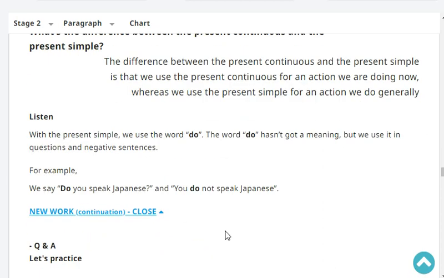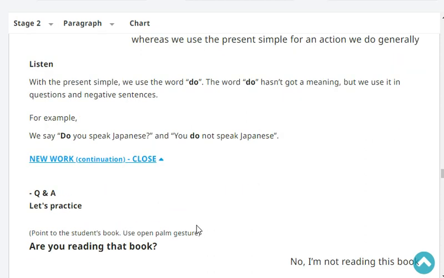Okay, next listen. With the present simple, we use the word do. The word do hasn't got any meaning, but we use it in questions and negative sentences. For example, we say, do you speak Japanese? Or you do not speak Japanese.